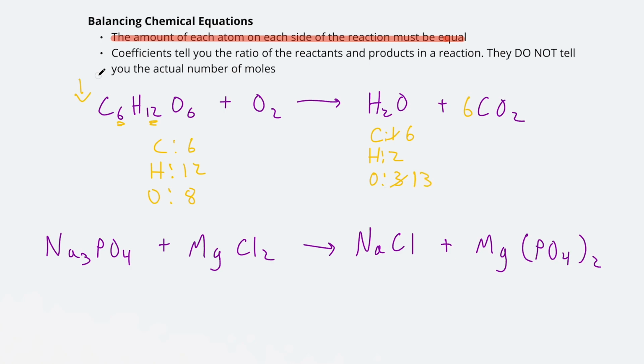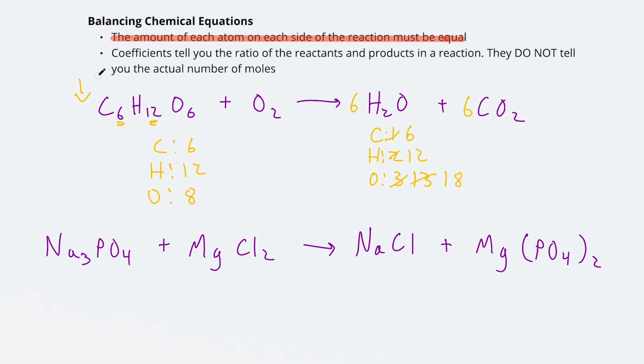So now we have a total of 13 oxygens. Our carbons are now equal, so just go to the very next atom and see what you can do with that. So we need to adjust the number of hydrogens on the right. We only have 2, but we need 12, so we can add a 6 to the H2O to give us 12 hydrogens on the right. But that has now changed our oxygen numbers again. So now we need to adjust our oxygen numbers. So we have 6 oxygen from H2O, and then we have 12 from CO2. So we have a total of 18 oxygen atoms on the right.